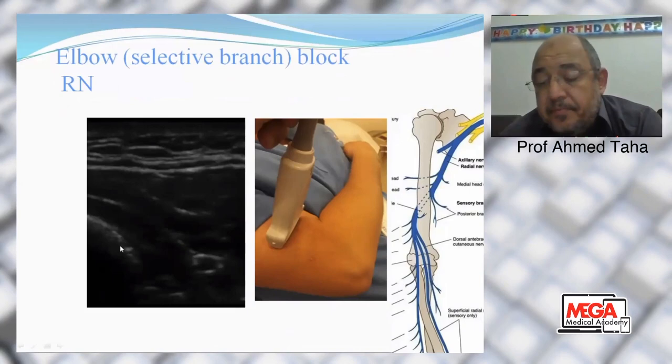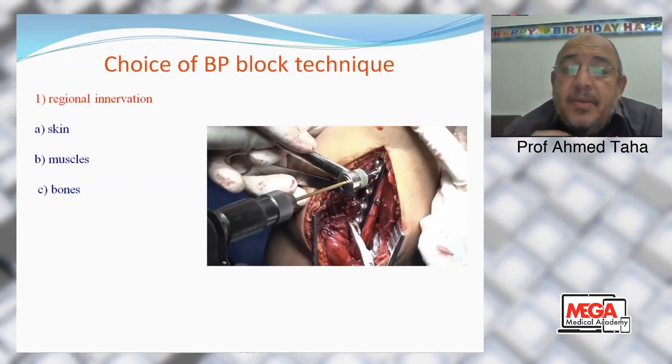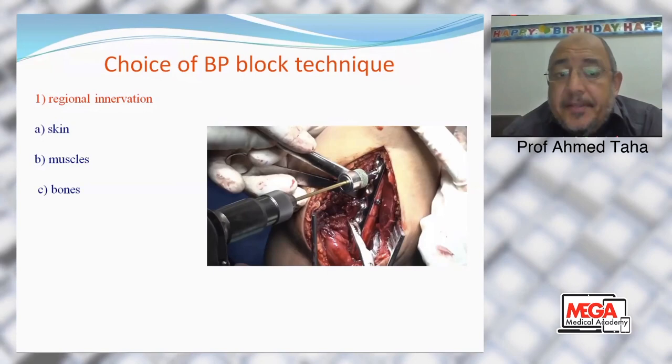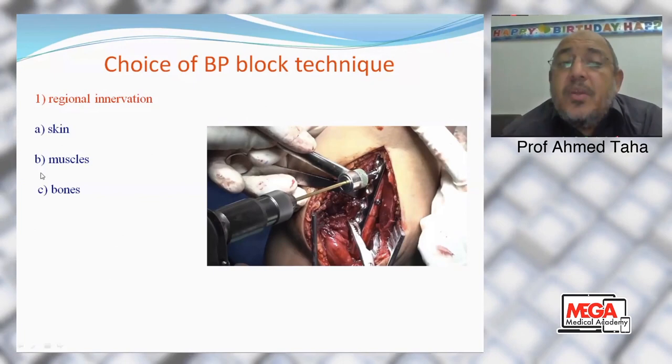Now we haven't solved the problem: which block should I perform? The choice of the block that you should perform depends first on the regional site of the surgery, the regional innervation of this site regarding the skin innervation, the muscle innervation, and the bone innervation. Because if the surgery is deep to the bone, as in most orthopedic surgery, then the bone also should be blocked adequately if you use it as anesthesia.